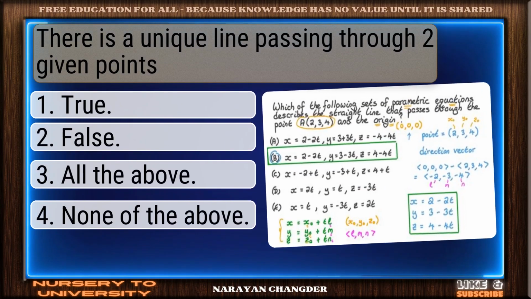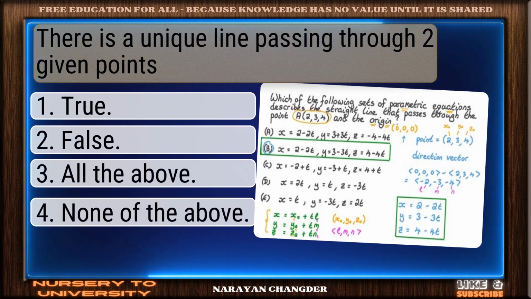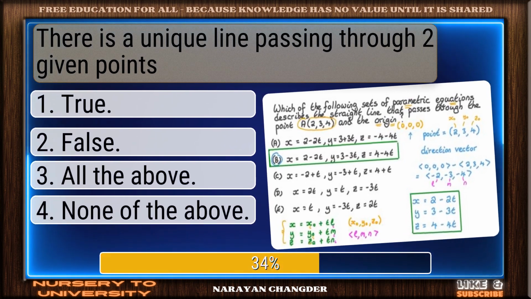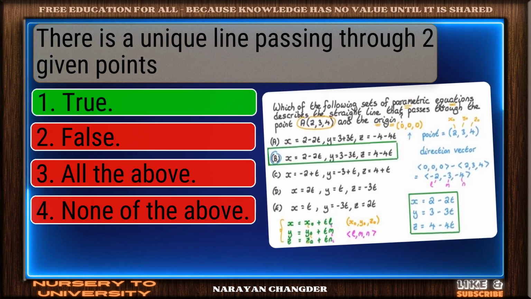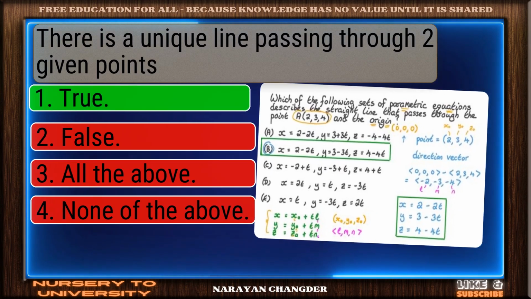Question number 32. There is a unique line passing through 2 given points. Well done. True is the right choice.